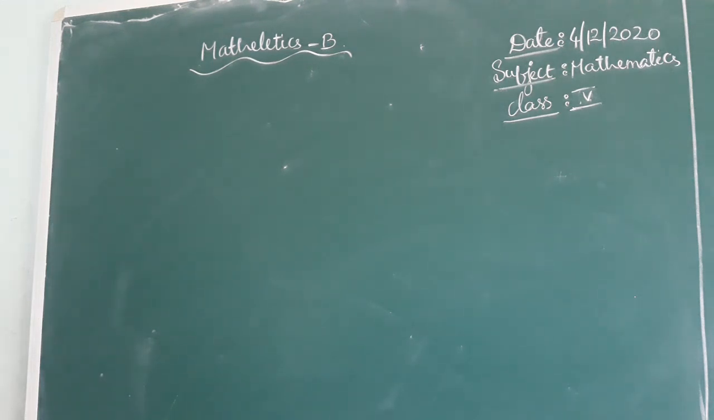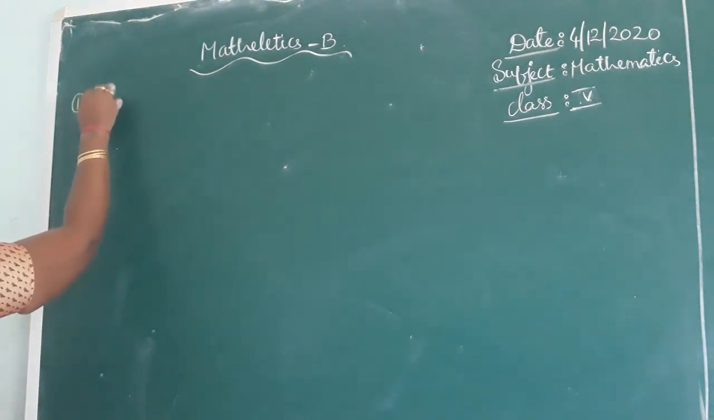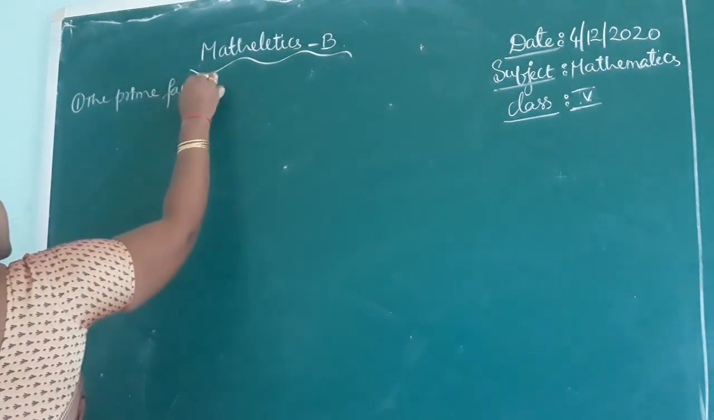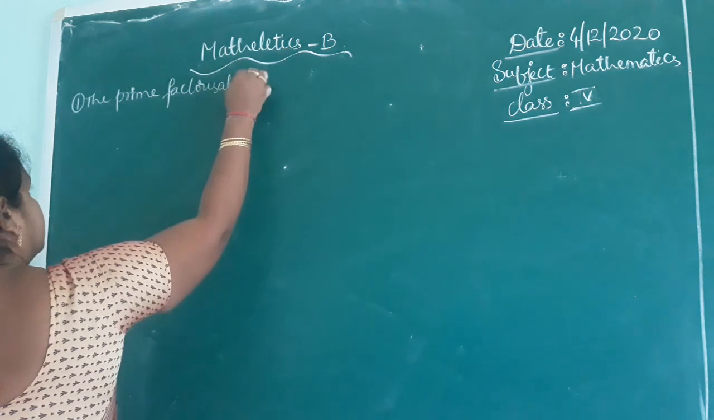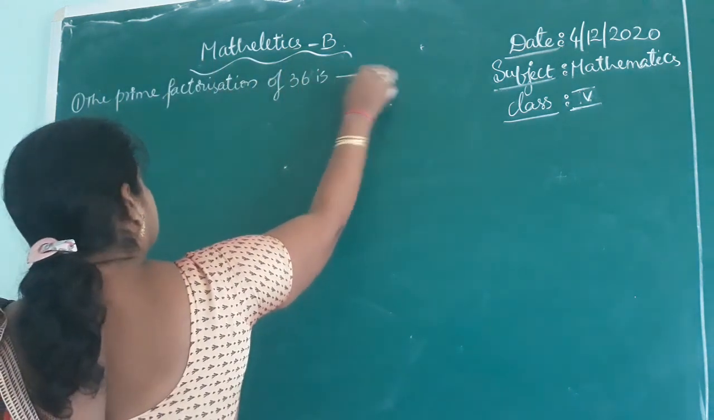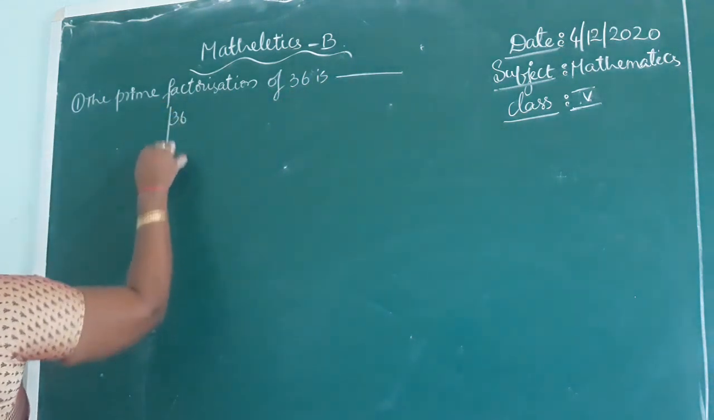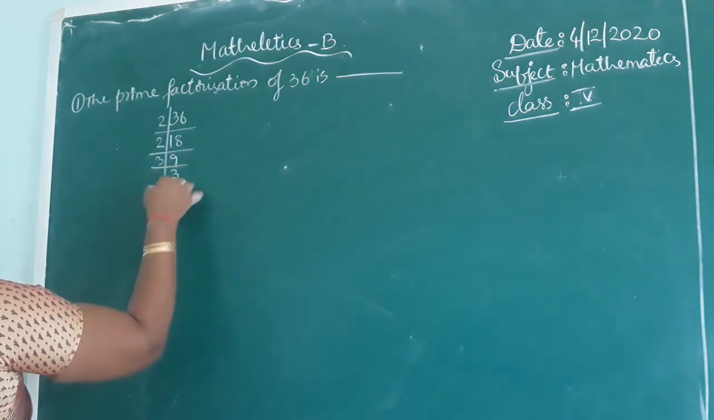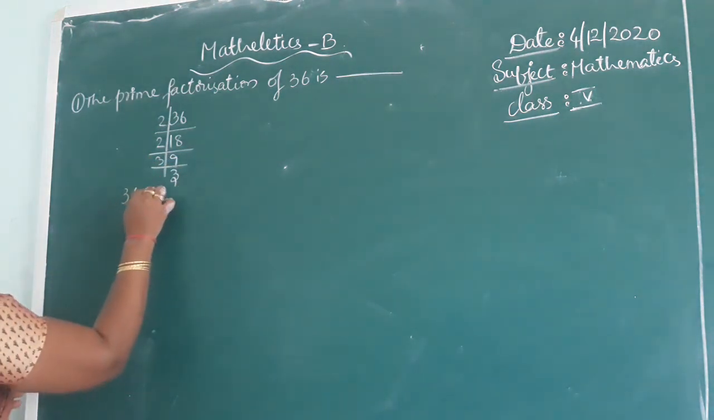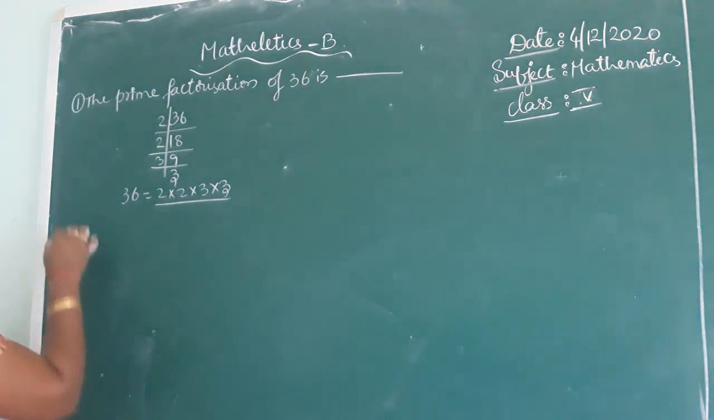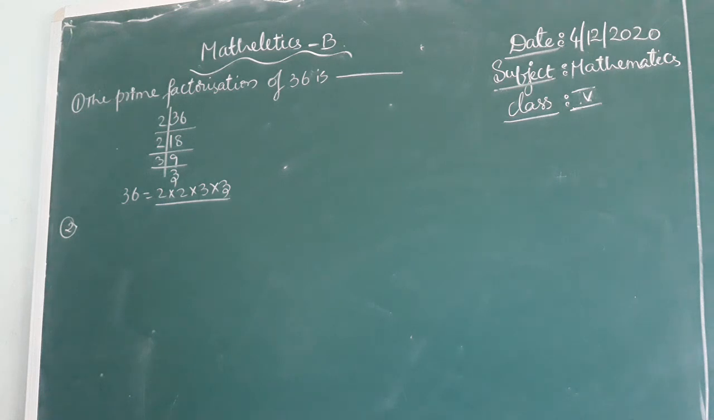The prime factorization of 36 is... What is the prime factorization of 36? 2 18s, 2 9s, 3 3s. So 36 can be written as 2 into 2 into 3 into 3. Okay, this is the prime factorization of 36. See the second one.